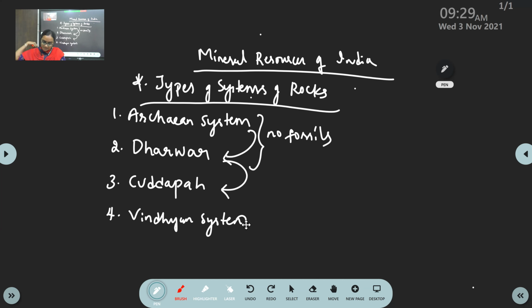Vindhyan system. These rocks have been formed after the Kadapa rocks, by deposition of silt of river valleys and shallow oceans. There are evidences of fossils.